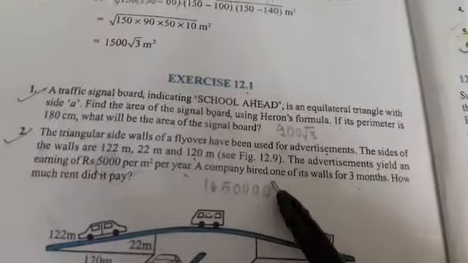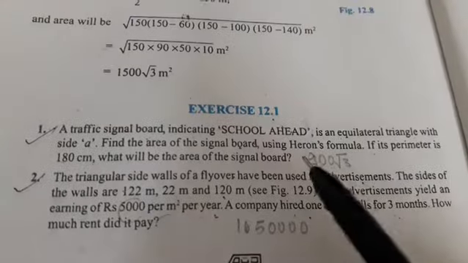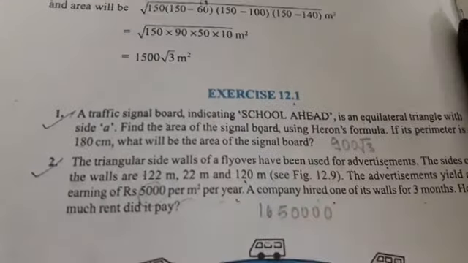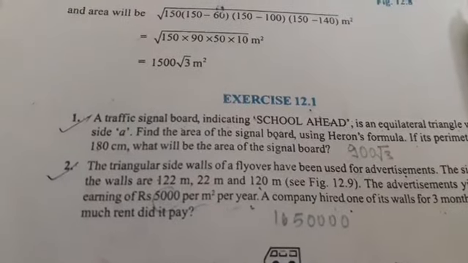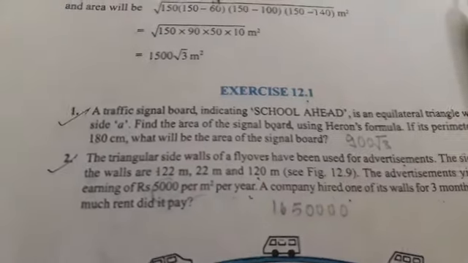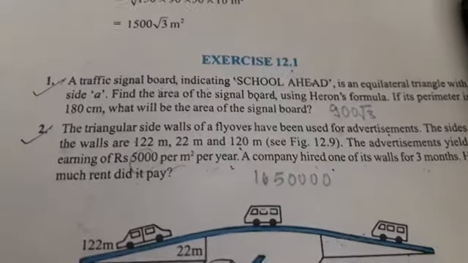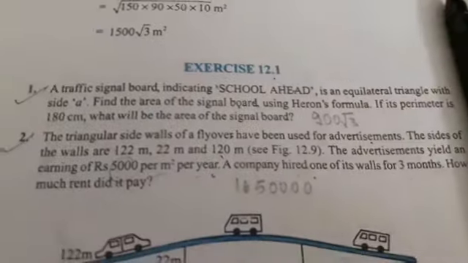This is the exercise which we learned yesterday, and I hope you have completed your work. The formula is: area of the triangle is equal to the square root of s into s minus a, s minus b, s minus c. We multiply them. And what is s? S is the semi-perimeter of the triangle. We find s by adding a, b and c, divided by 2.